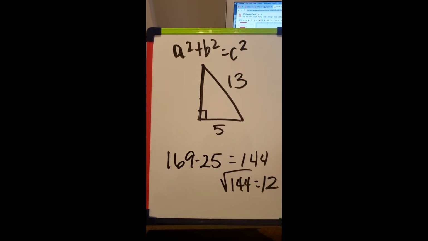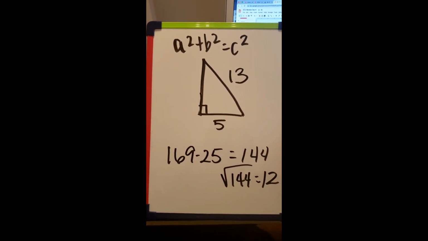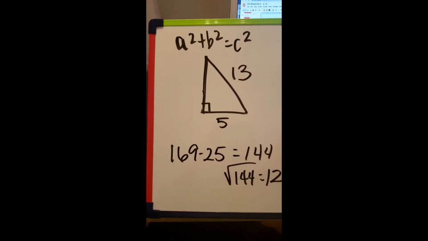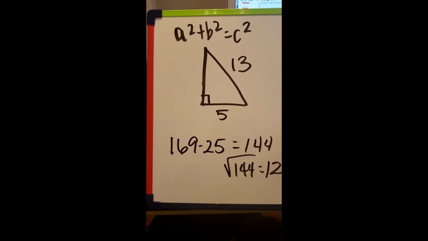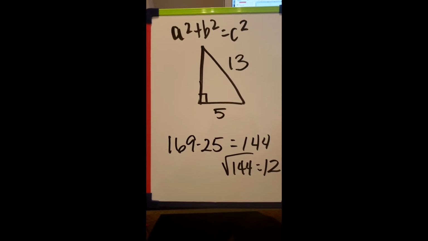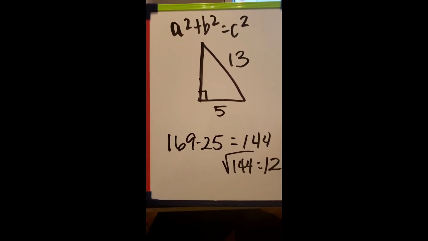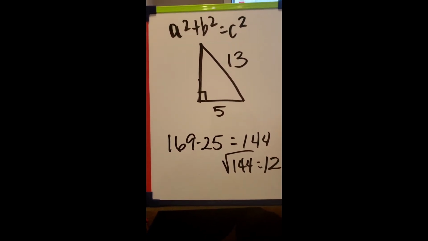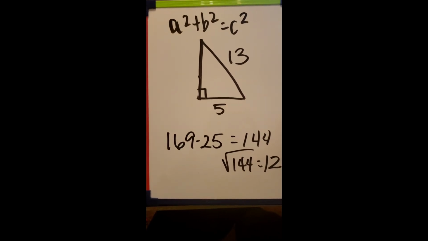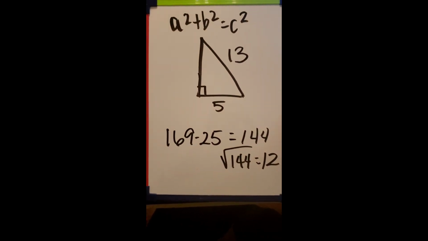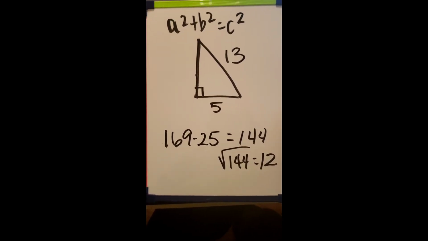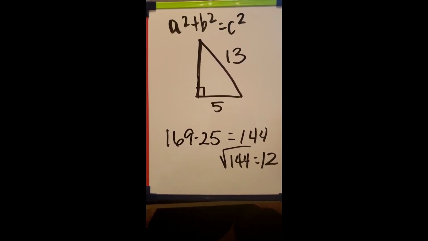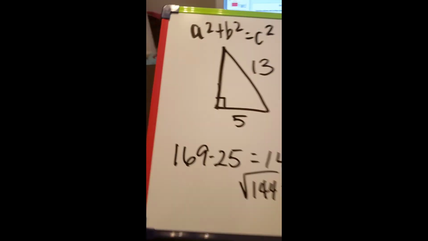That would be 5. I remember my Pythagorean theorem, a squared plus b squared equals c squared. I get 169 minus 25 equals 144. The square root of 144 is 12. Therefore, the height of this square pyramid is 12. I'm not going to repeat myself. Just go back and watch it again. That's why I am doing videos for you.